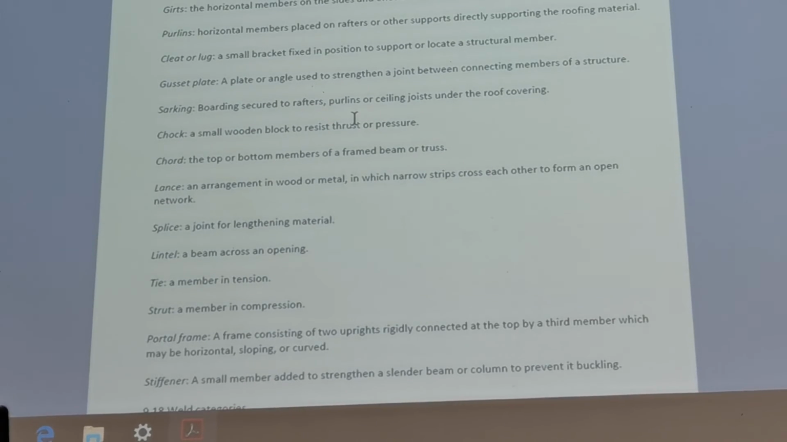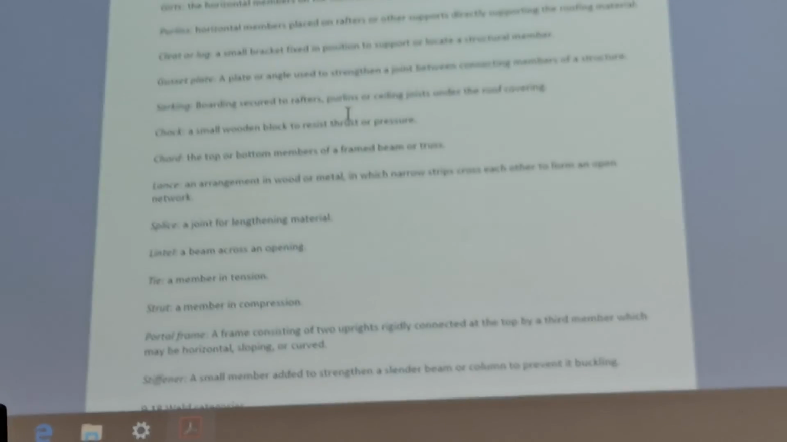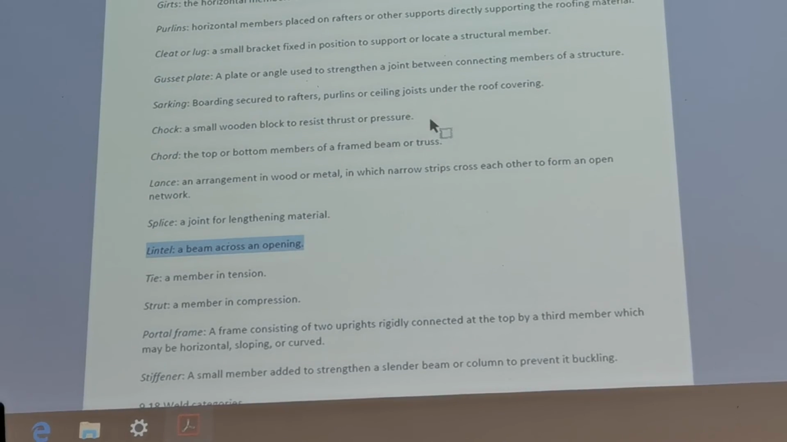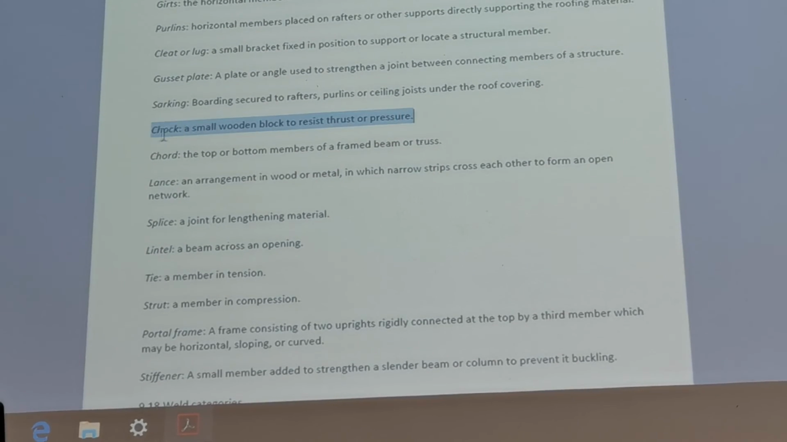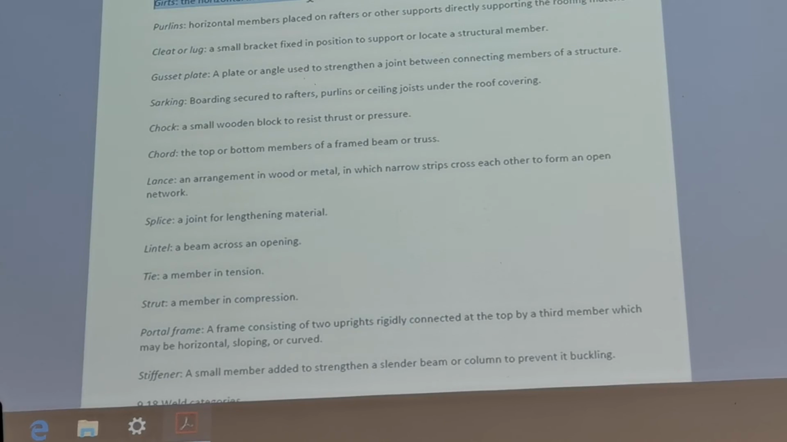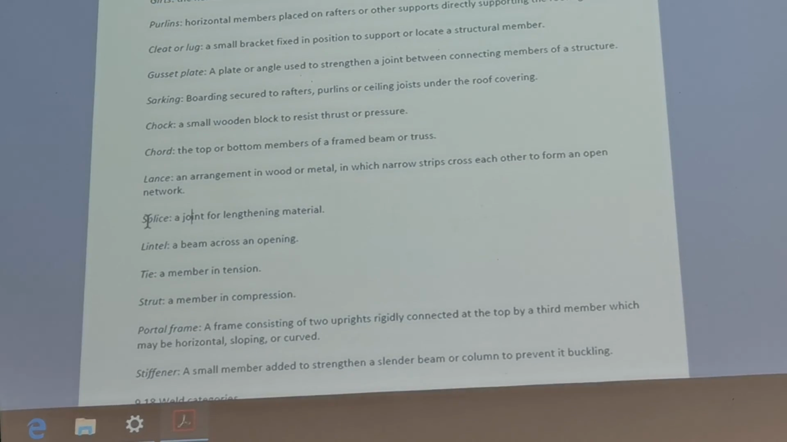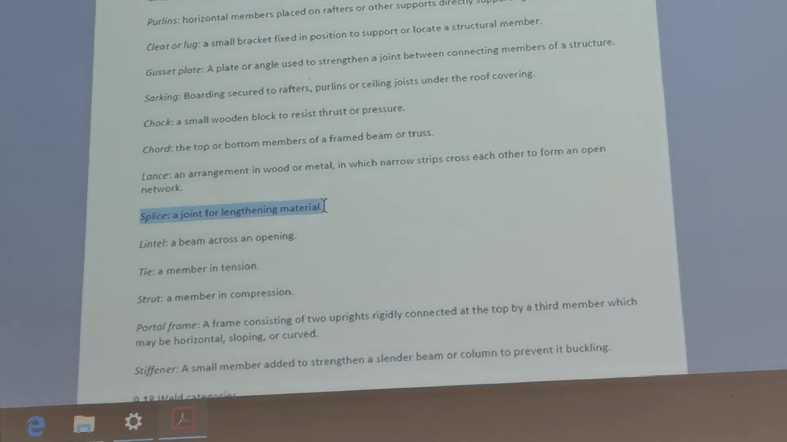Common terms. I would revise this if I was you. For example, the lintel, the chock, girt, which is a welded member on the side of a building for exterior weatherboards or sheathing. A splice, which is for lengthening and not strengthening but lengthening.